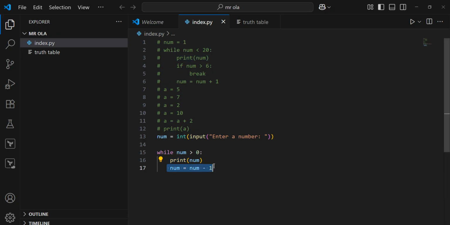3. No, I think 3. It goes back, so it's still greater than 0. Yes. After printing now, 3. Num equals to num minus 1. Num at 2. Is 2 greater than 0? Yes. After printing now, 2. Num equals to num minus 1. Num at 1. Is 1 greater than 0? Yes. After printing now, 1. Num equals to num minus 1, num is 0. Is 0 greater than 0? No, so we stop.